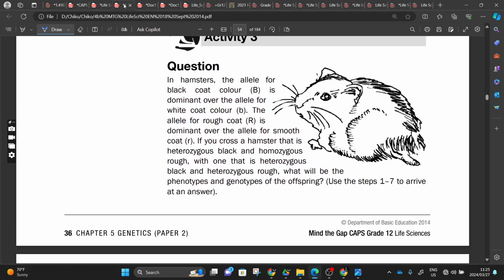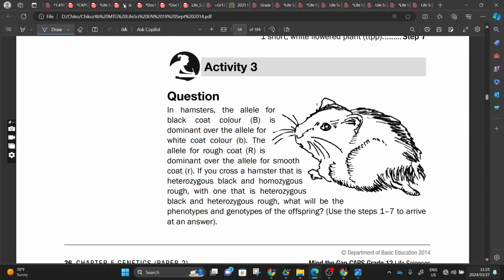And then from there we have activity number three. Let's do this activity number three because they also give us an answer. Barry, in hamsters, the allele for a black coat, color, it's black, is dominant over the allele for a white coat. Then the allele for a rough coat, R, is dominant over the allele for a smooth coat.